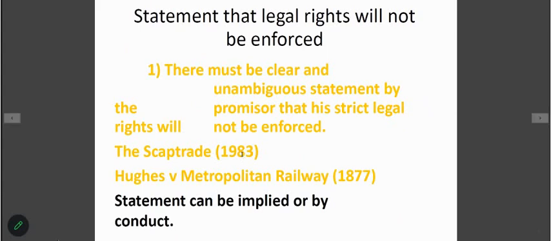Statement that the legal right will not be enforced. There must be a clear and unambiguous statement by the promisor that his strict legal right will not be enforced. Or this one must be agreed upon before you can decide on payment structure or whatever, right? Take for instance this Hughes v Metropolitan Railway. Okay.